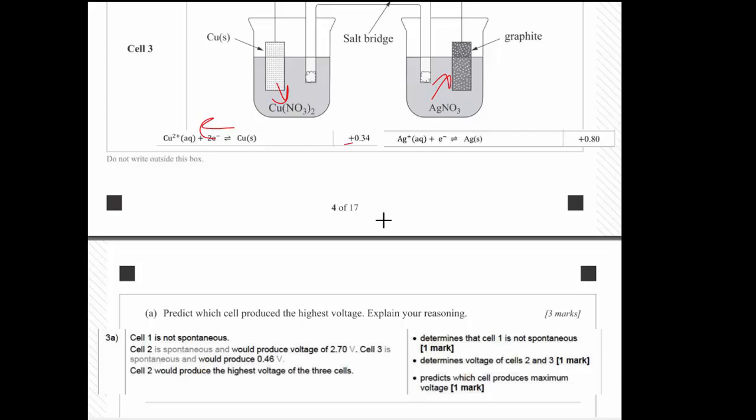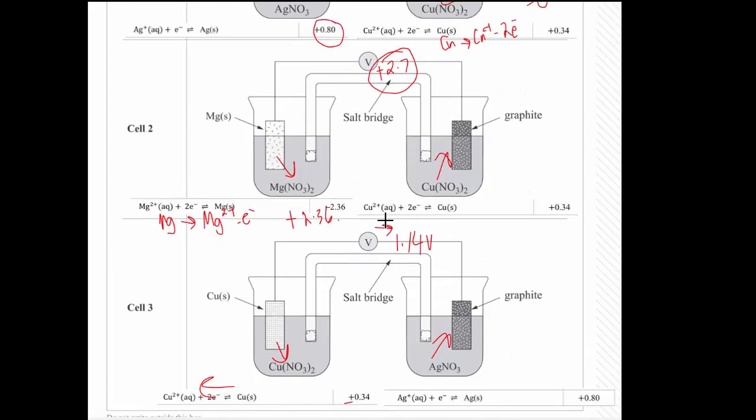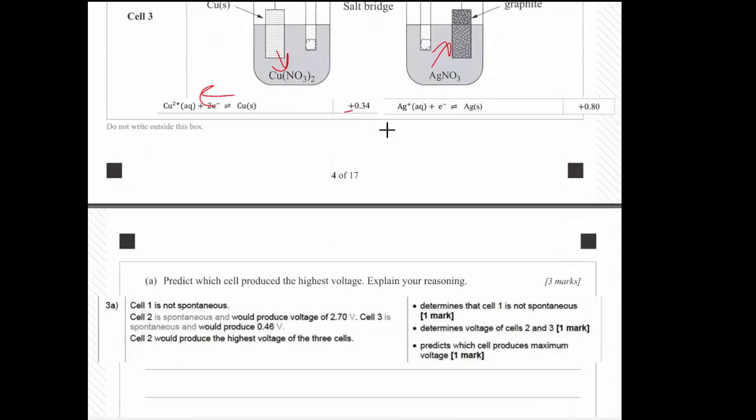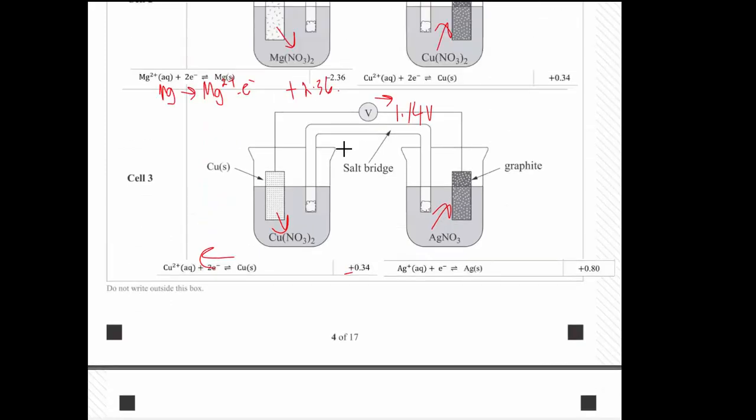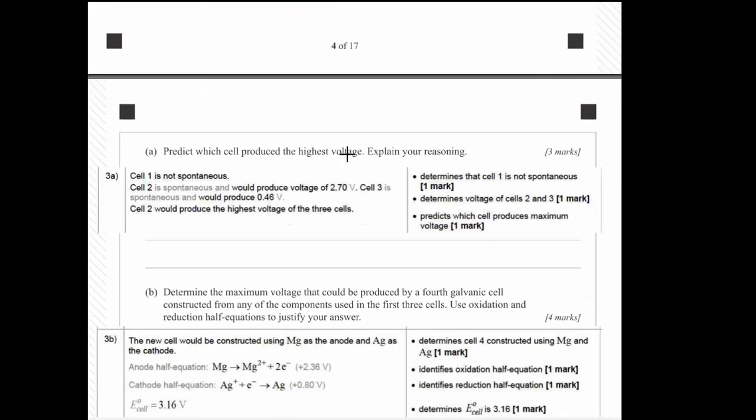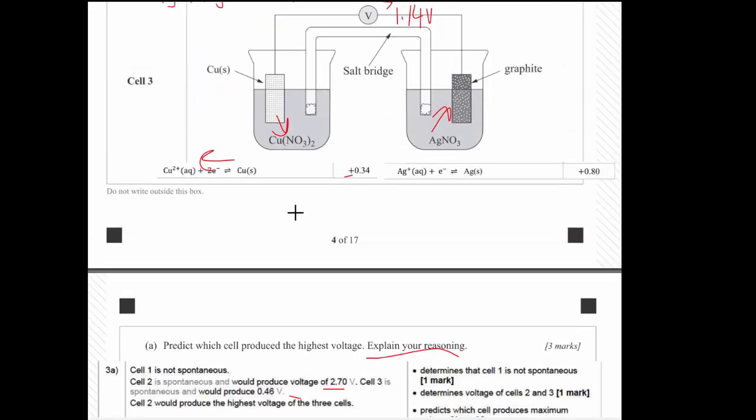Predict the highest voltage and give your reasoning. So we know it's the second, so we're going to probably have to rewrite these equations. Honestly, you have to really write all three because you have to justify why the other two are not greater. All that's said here is cell 1 is not spontaneous. There's no explanation. Cell 2 is not supposed to and will produce this. Cell 3 is spontaneous and will produce 0.46.